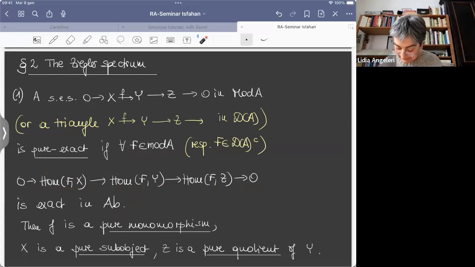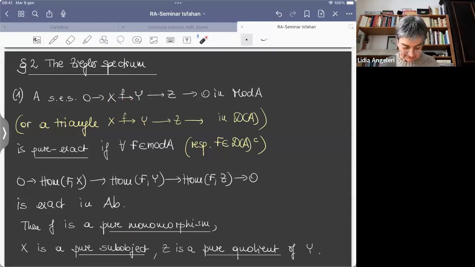And in parallel, we have the same notion in the derived category. Here we start with a triangle, and we say that a triangle is pure exact if it becomes a short exact sequence of abelian groups whenever I apply the covariant Hom functor given now by a compact object. So it's the analog where instead of looking at finitely presented modules, we look at compact complexes. That's the notion of a pure exact sequence, and then a pure exact triangle. Then we say that this morphism is a pure monomorphism, X is a pure subobject, and Z is a pure quotient of the object Y.